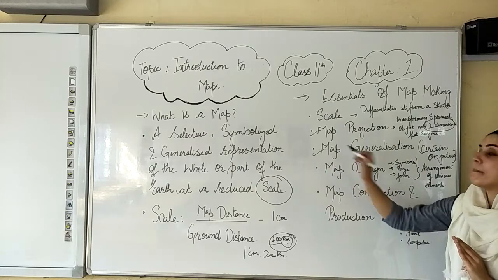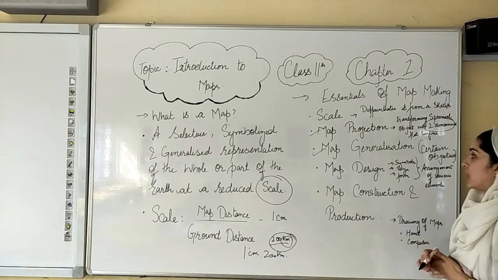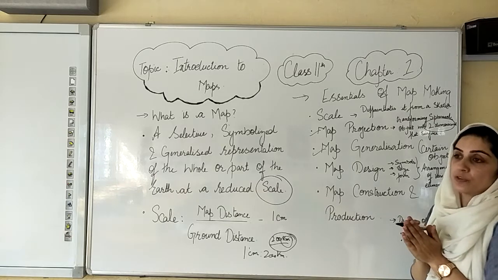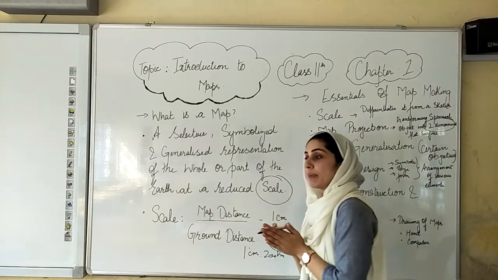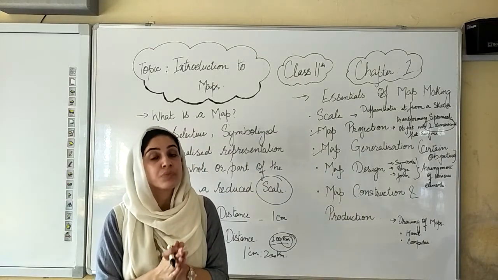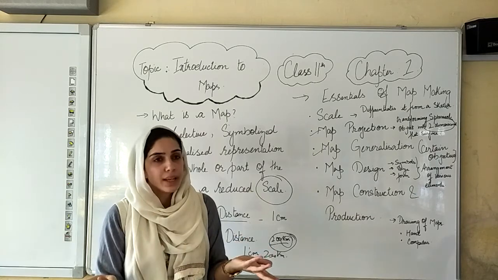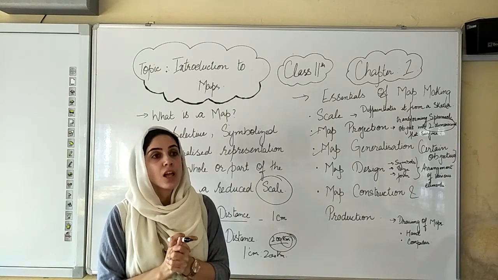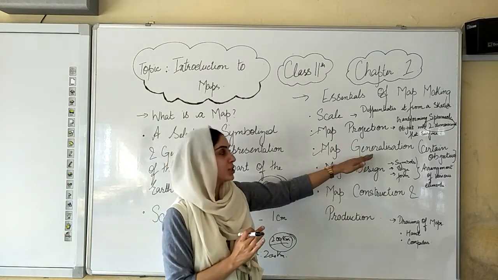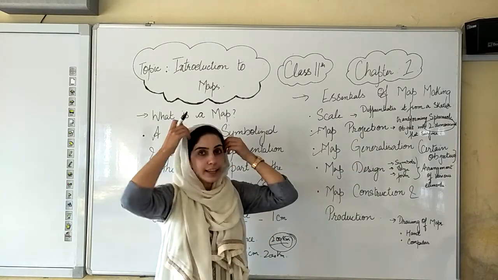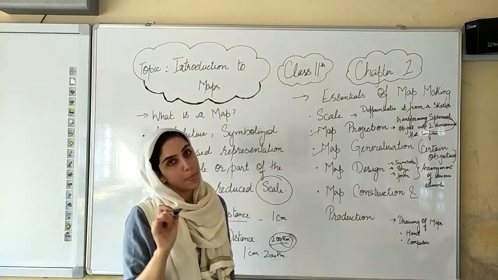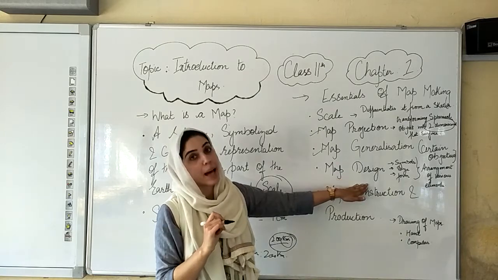After this we have the map generalization. Now what is a map generalization? It shows certain objectives. For example, if we have to depict the various mountains, the various rivers, roads, like so many objectives on a map, that comes under map generalization. It shows the various objectives which we have to depict on the map. Yes. Then we have map designing.